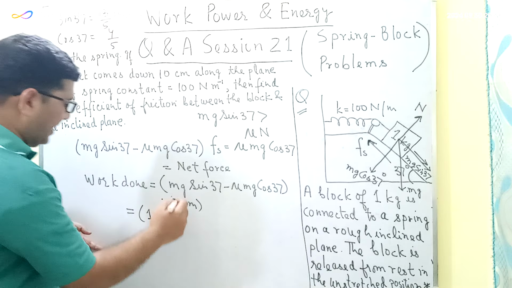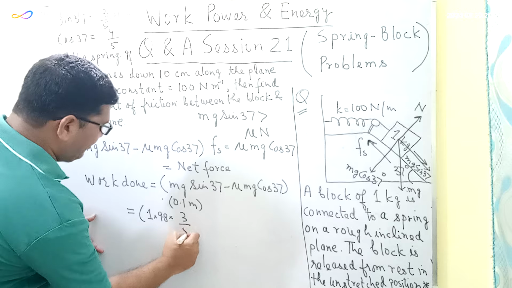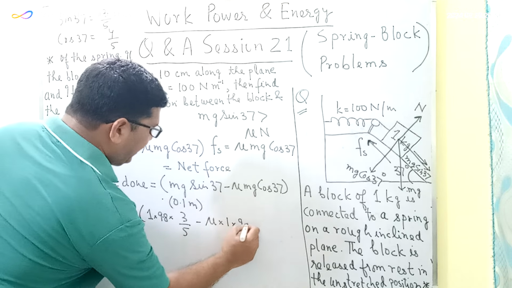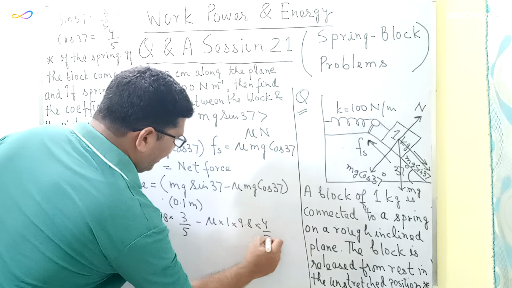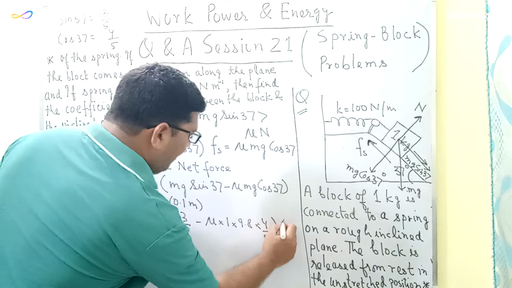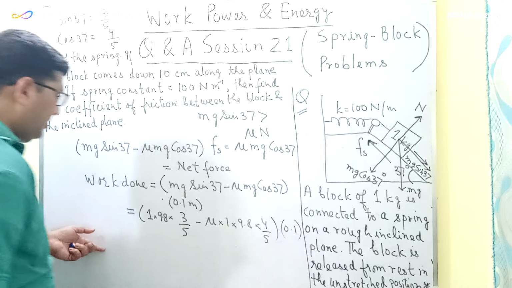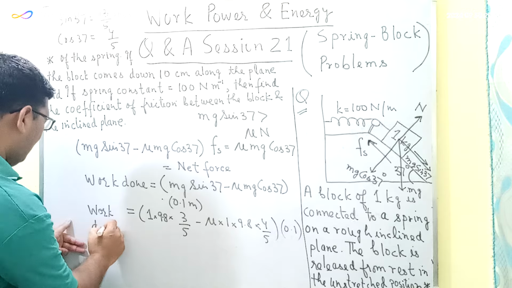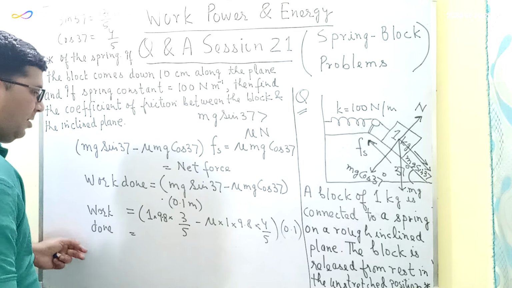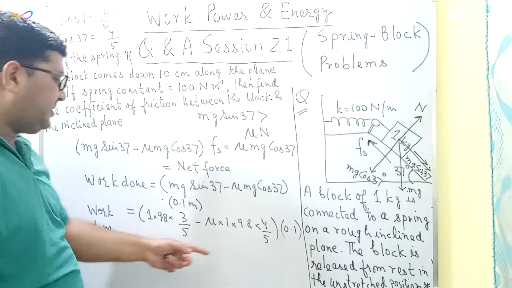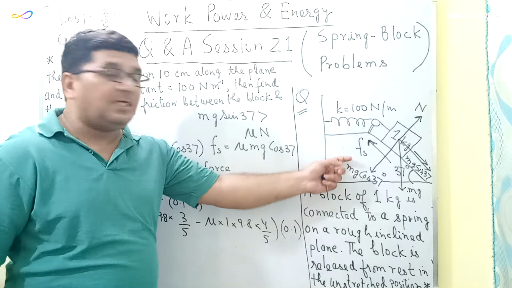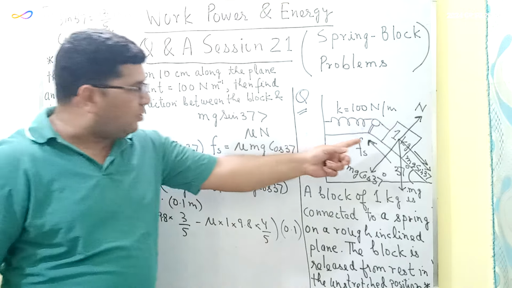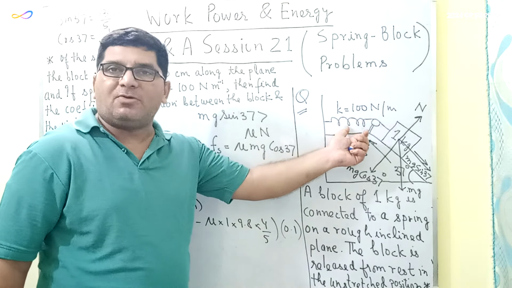Okay? So sine 37 is equal to 3 by 5, so I will be putting the value of sine 37 as 3 by 5 minus mu into 1 into 9.8 into cos 37, which is 4 by 5, and into 0.1. So this is the work done, and this work done, in the equilibrium state, will be stored in the form of potential energy of the spring.